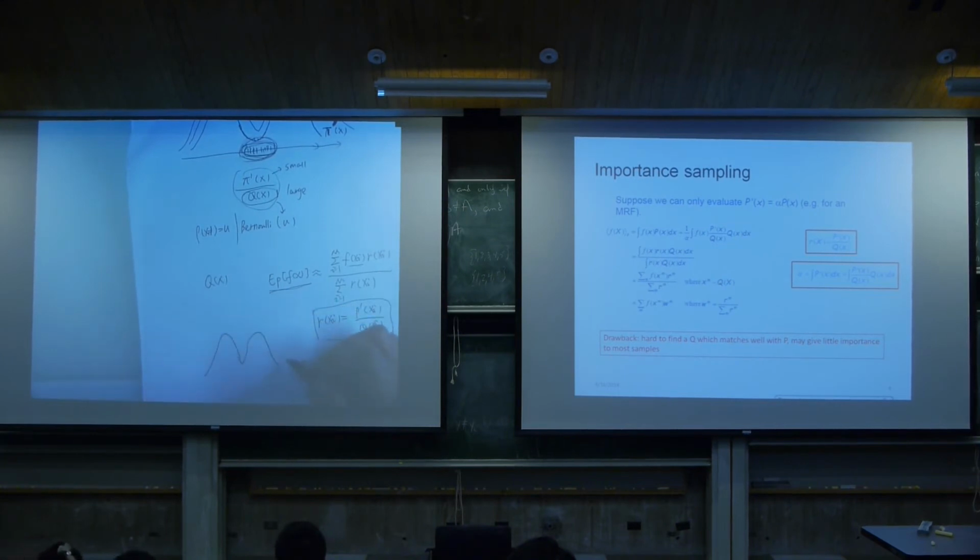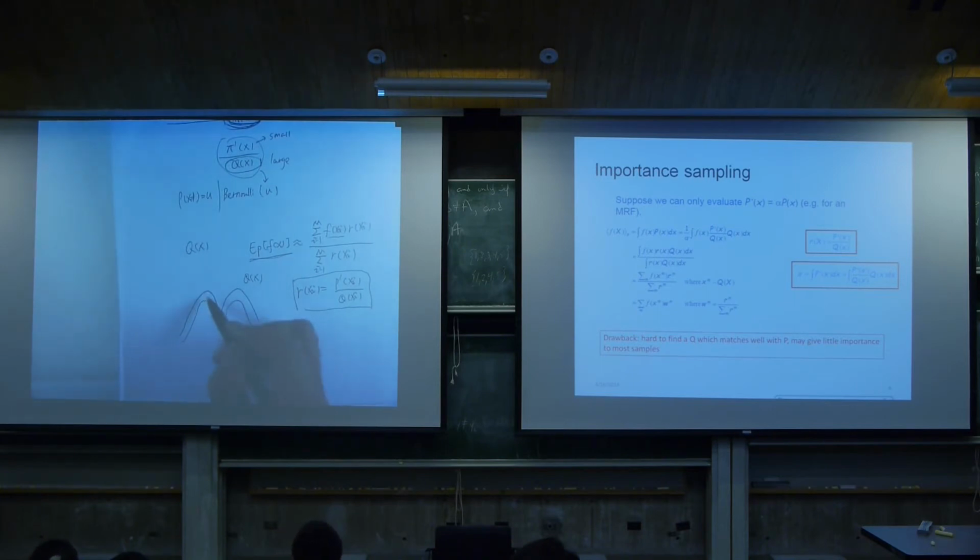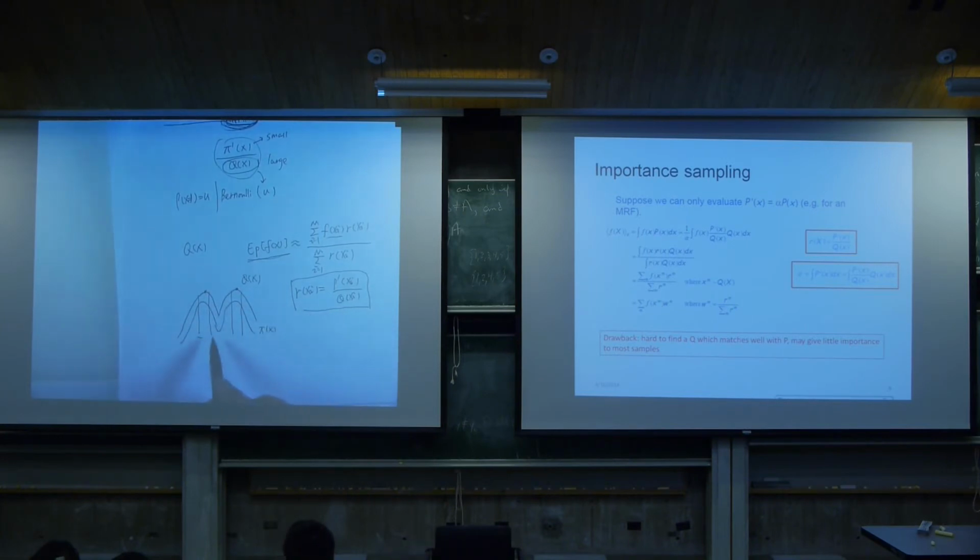So if this is the true distribution, pi x, and you are lucky to pick a Qx in this way. In this case, because the density of Qx in these two regions is high, you will harvest a lot of samples in these two regions, right? Because all the samples are from Qx. And because Qx and pi x match well, the density of pi x in these two regions is also high.